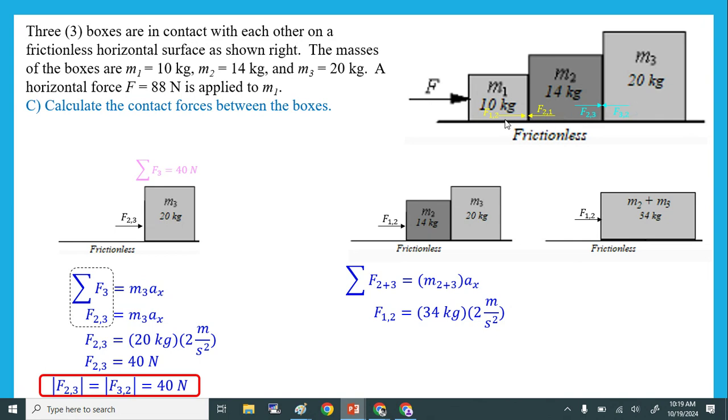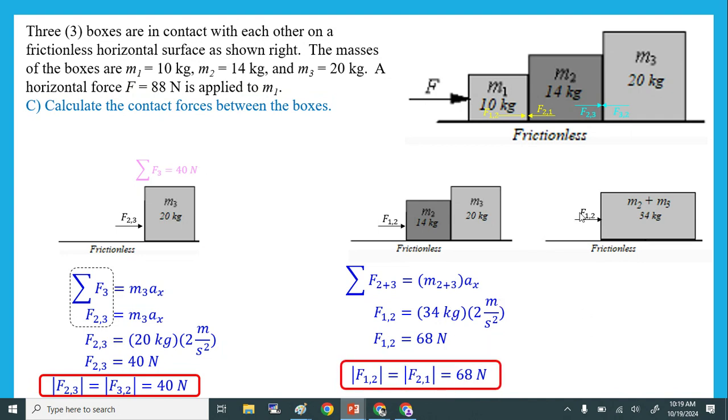So really it's pushing two masses, okay? So therefore, F23 really simplified down to just F12. My total mass here, M2 plus M3, is going to equal 34 kilograms, and then the acceleration is 2. So therefore, the magnitude of F12 is 68. And once I know F12, I also know F21, which is 68 Newton. So this is just the magnitude.